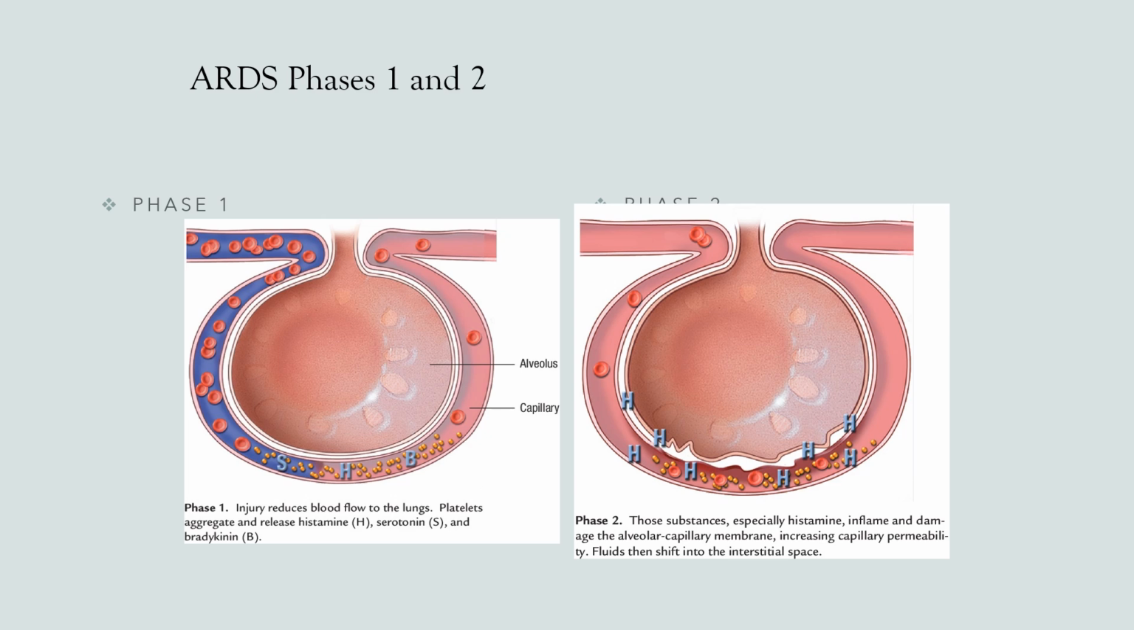So here in phases 1 and 2, you have the beginning of your immune response. This is an alveoli or alveolus, and it's lined by that alveolar capillary membrane. You've got red blood cells floating around, picking up oxygen, dropping off CO2. But with the infection, you have this histamine response, you have the increased capillary permeability, remember, and then fluid starts to shift into the interstitial space.